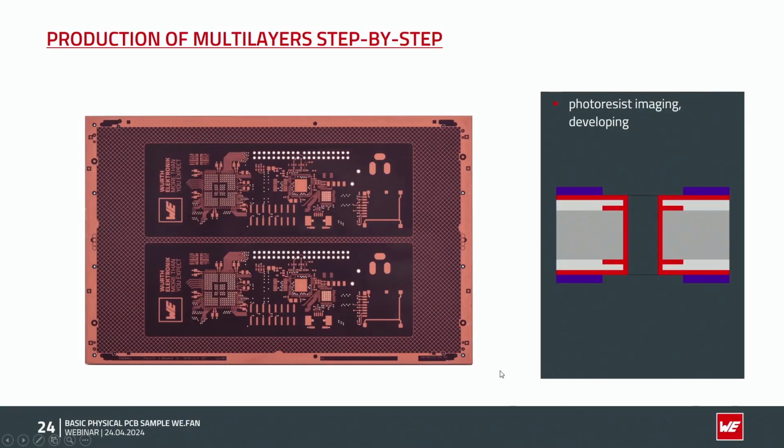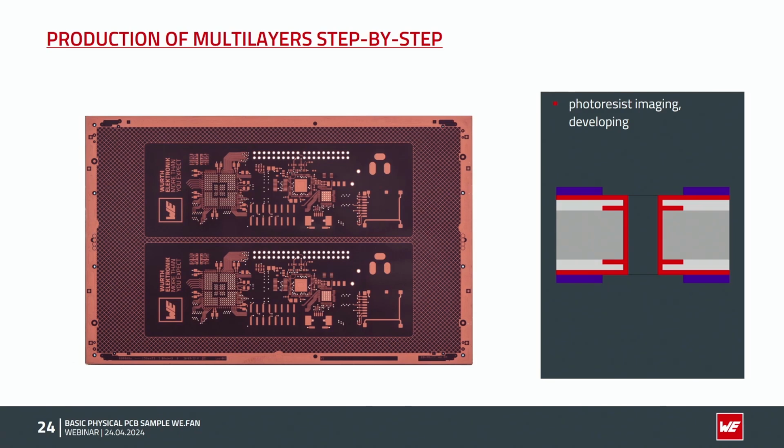Okay, so next step, again we need photo imaging process, but this time inverse to the inner layer process. So this time we apply photoresist to the whole surface, but the imaging is different to the inner layer. So this time, after the imaging and the developing of the photoresist, we can see the copper of the artwork, which will stay finally.